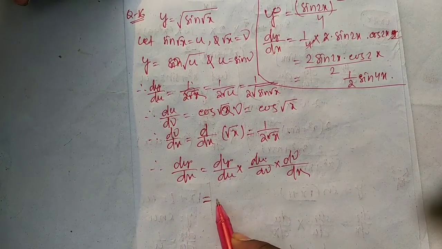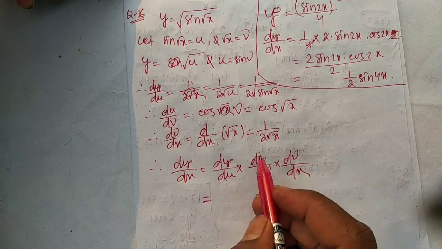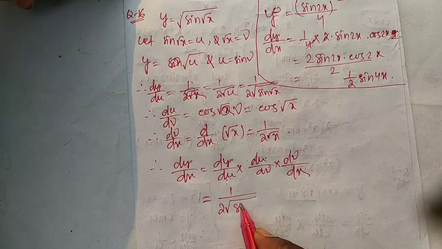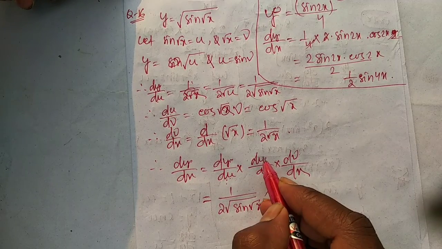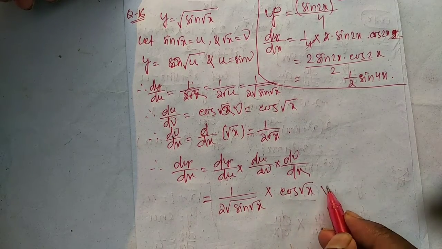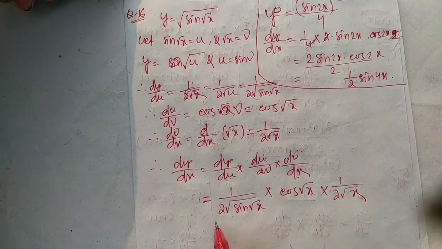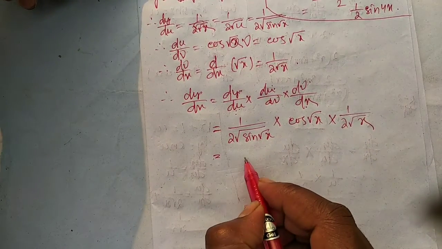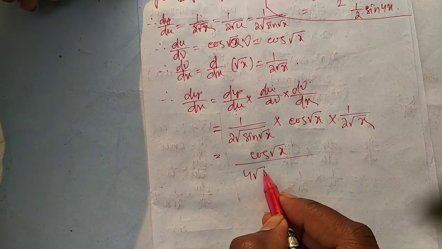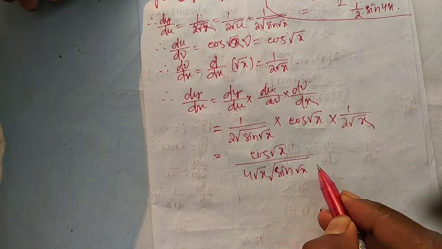Putting all the values we have calculated: dy by du is 1 by 2 square root of sin root x, du by dv is cos root x, and again dv by dx is 1 by 2 root x. So this value will be cos root x upon 4 root x square root of sin root x.